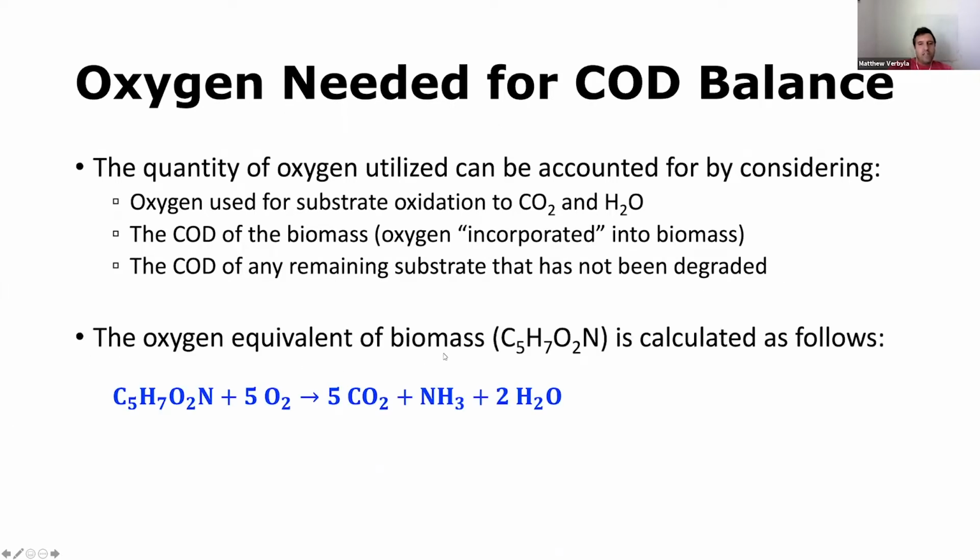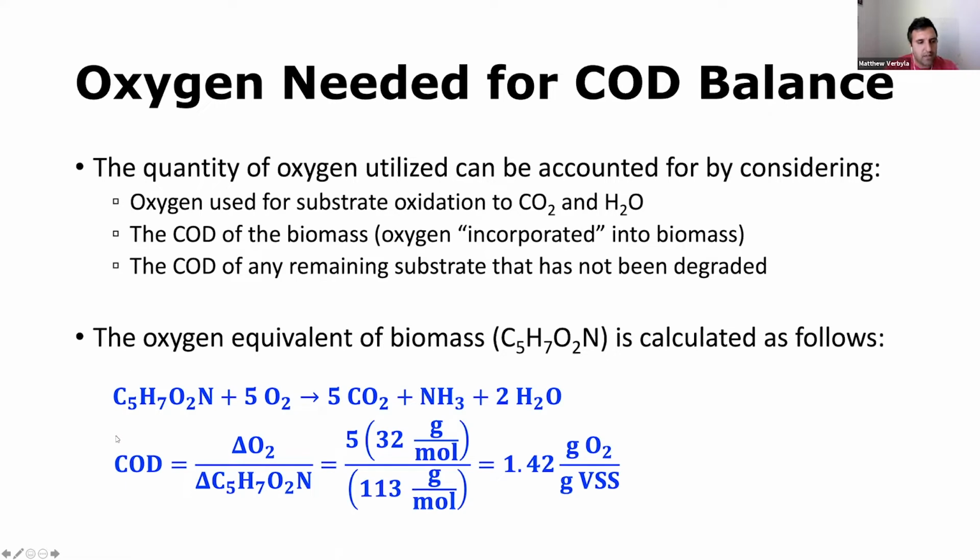So the oxygen equivalent of biomass, C5H7O2N, can be found by representing the stoichiometry of the oxidation of this biomass. All right, so if we were to oxidize C5H7O2N to CO2, this is the balanced stoichiometry. And if we use our calculation of grams of oxygen for every gram of biomass, you can see that we get 1.42 grams of oxygen needed to oxidize each gram of microbial biomass. All right, so keep that number in mind, 1.42 grams of oxygen per gram of VSS.